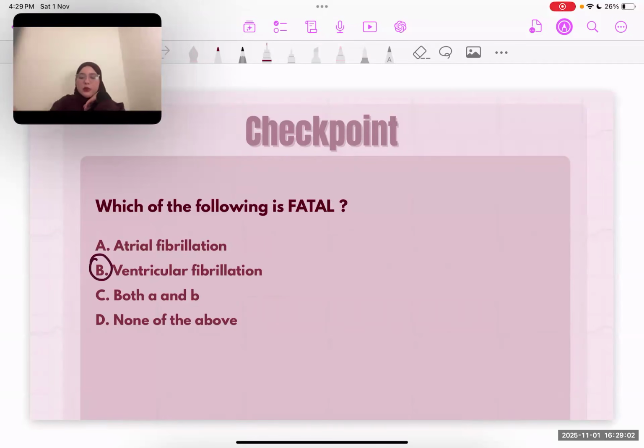Yes, it's ventricular fibrillation. It's the most lethal. If you don't treat it within 1 to 3 minutes, a person can die.